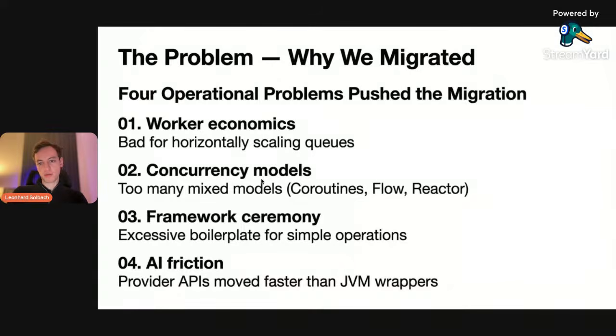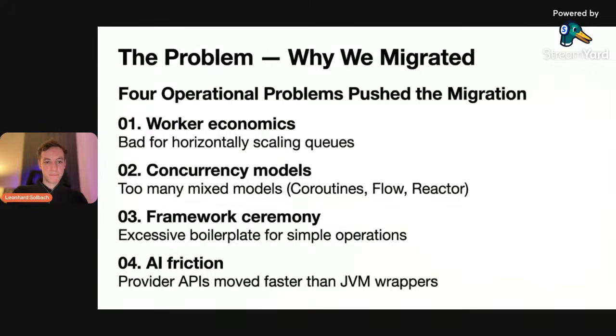The concurrency models: people always tell you it's very easy to get around in the ecosystem. But what we found out was that having one concurrency model in Swift, structured concurrency, async/await, was very much to be preferred over what we had previously in the Java ecosystem. We had coroutines, Flow, Reactor. Some parts of the code were not reactive at all, and we always had to bridge that. That introduced a lot of friction.